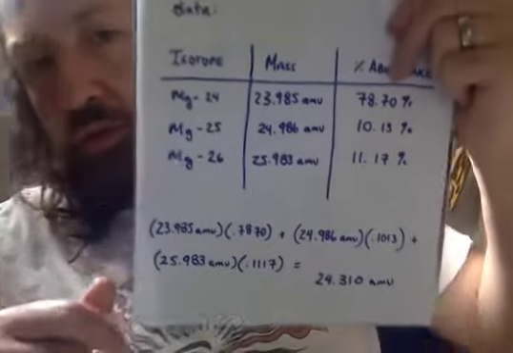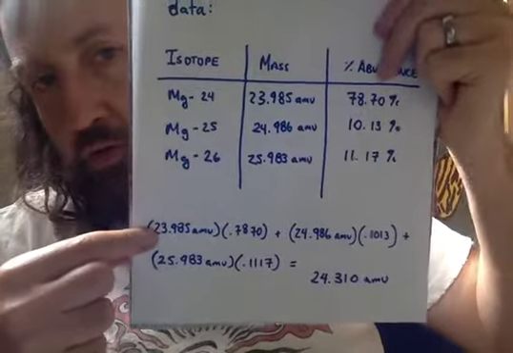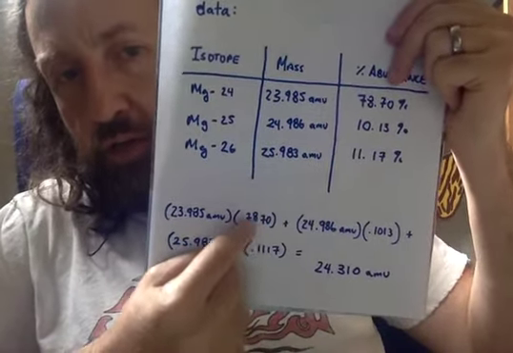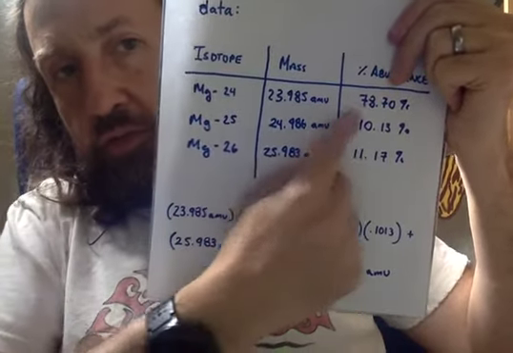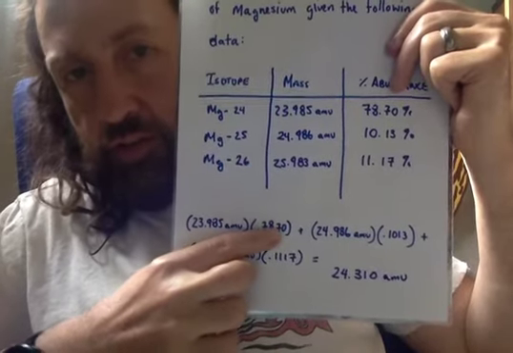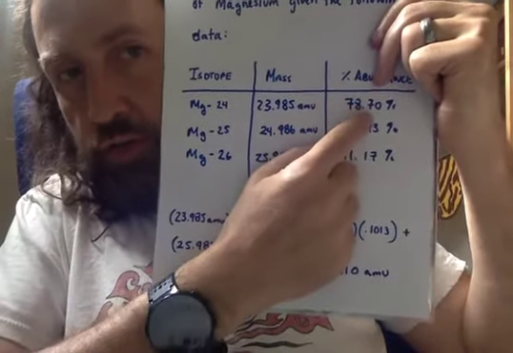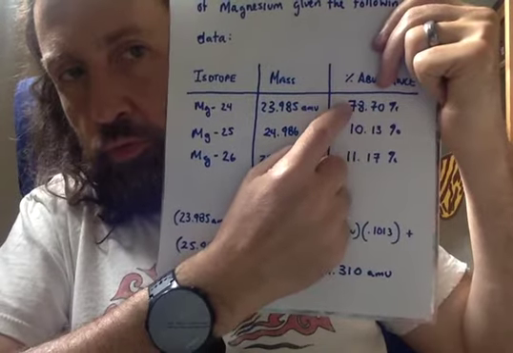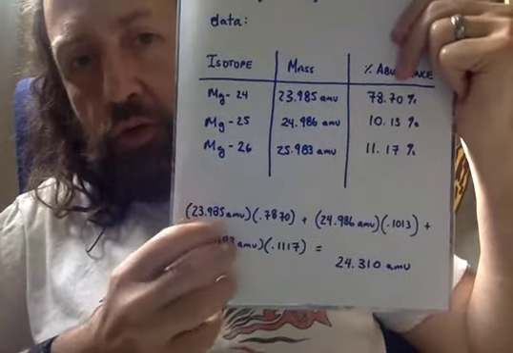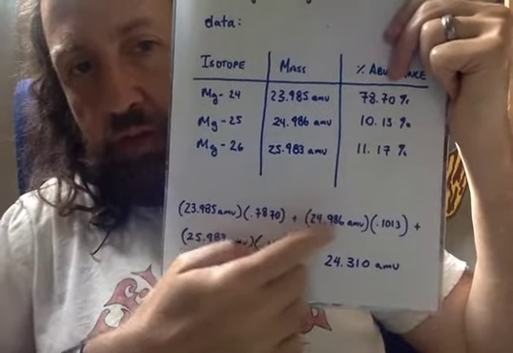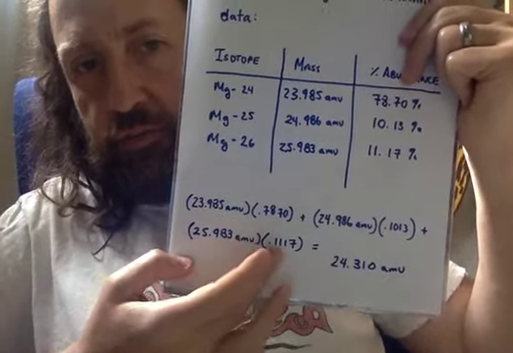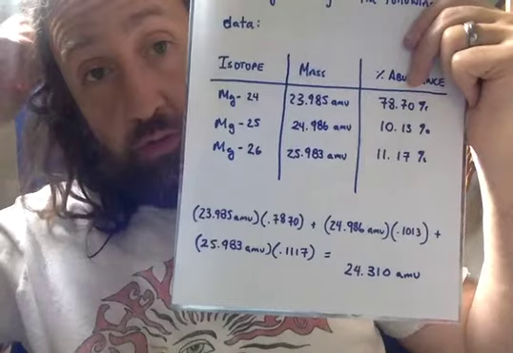So what you do is you set up your mass, and then you take this percent abundance, you divide by 100, and make it a decimal. So 78.70 becomes 0.7870. All you got to do is take that decimal and go whoop, whoop, like that. You don't have to make the sound, but you know what I'm talking about. And so when you take this times this, plus this times this, plus this times this, you get 24.310.